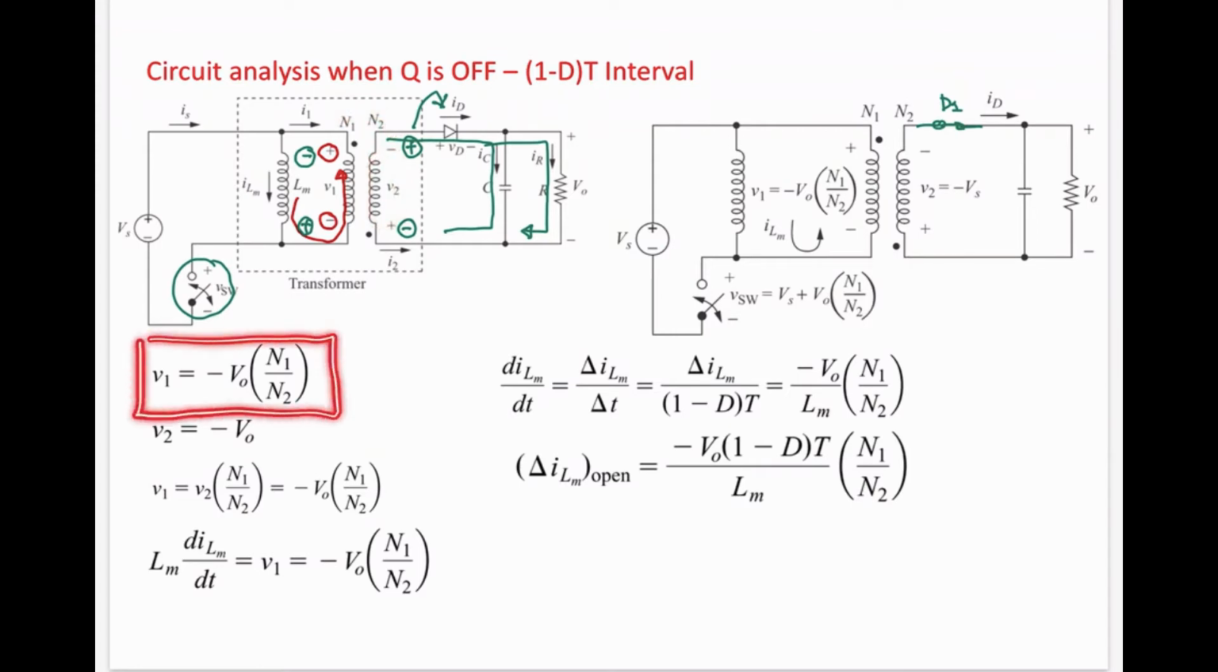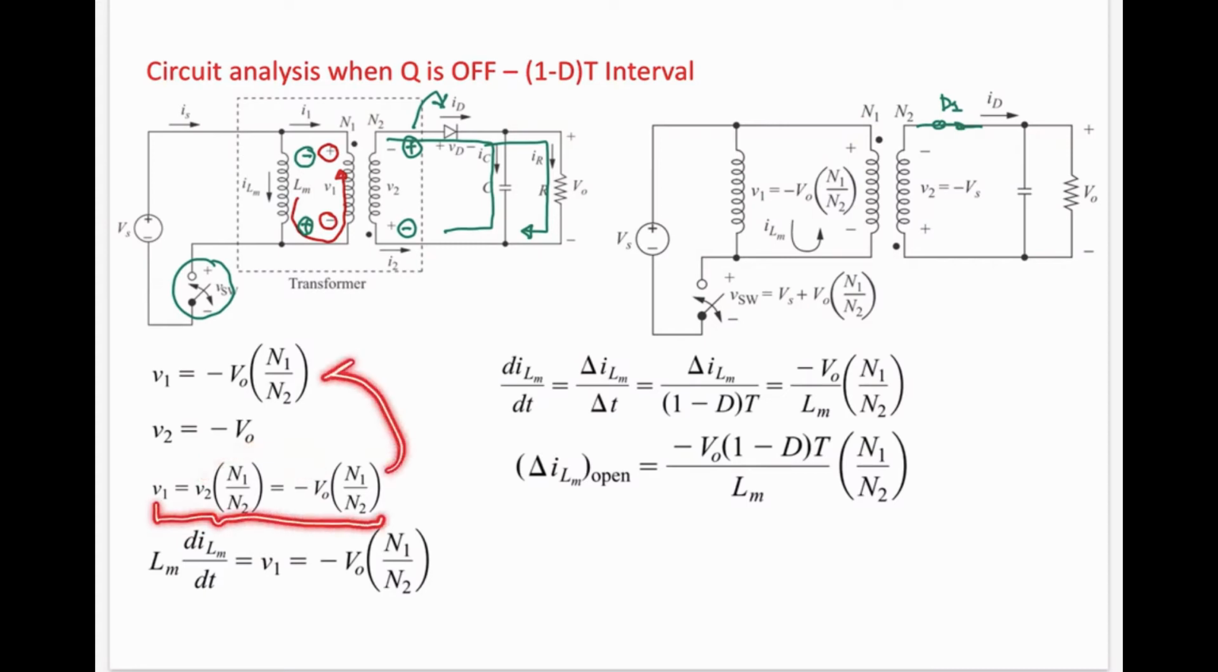So the voltage across the primary winding will be this one, and the voltage across the secondary winding is the load voltage, but with the opposite polarity with respect to the reference one. So V2 is equal to minus V0. Right? So V1 is equal to V2 into N1 by N2, and V2 is equal to minus V0. So that's why V1 is equal to minus V0 into N1 by N2. Now this is the voltage appearing across this magnetizing inductance.